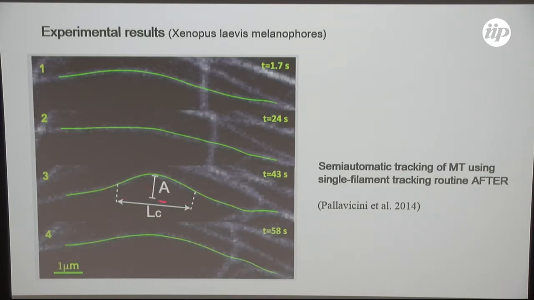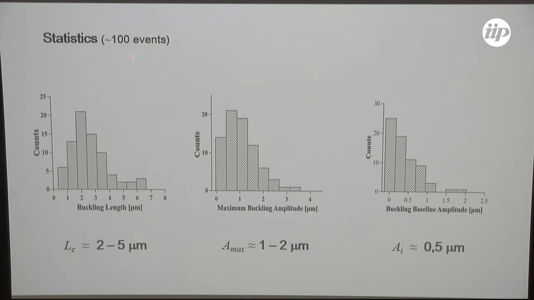This is arbitrary. We define the length of the buckling as 2 sigma of the Gaussian, and then we have this amplitude. For around 100 buckling events, we have performed different statistics. For example, the buckling length is in the range of 2 to 5 micrometers, with a peak mostly at 2 micrometers. The maximum amplitude is between 1 and 2 micrometers, with a peak around 1. Of course the bucklings are longer than their amplitude. We also computed the initial buckling amplitude, and of course it's much smaller than the maximum amplitude.